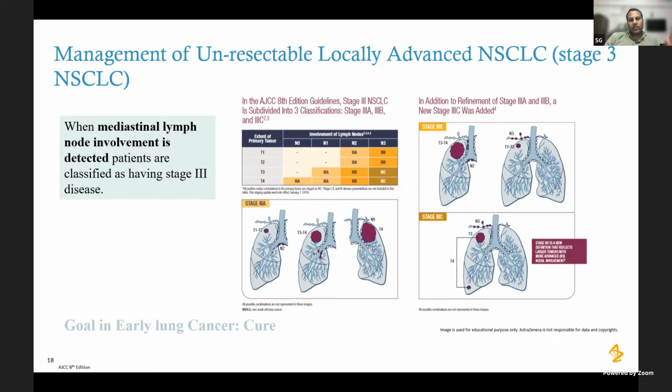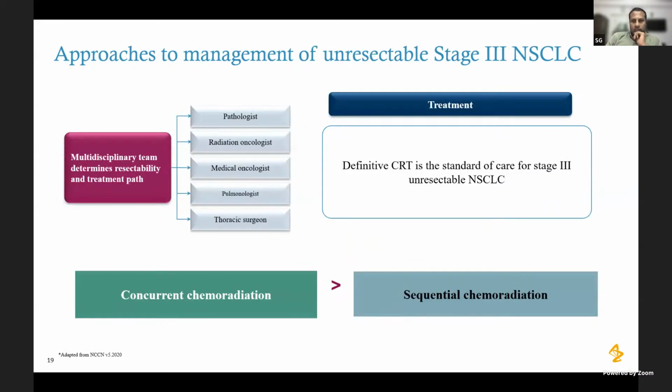Management of unresectable locally advanced non-small cell lung carcinoma. When mediastinal lymph node involvement is detected, patients are classified as stage 3 disease. So this is the AJCC 8th edition classification. I'm not going into depth of it. We all know that up to stage 3A, we can consider surgery as an option, but 3B onwards, usually it is CT-RT, or if totally unresectable or RT is not feasible, then we go for palliative intent.